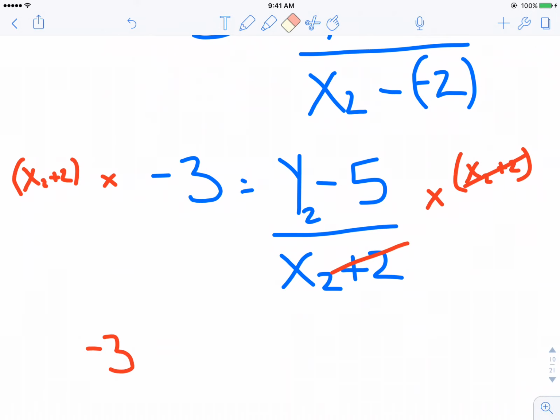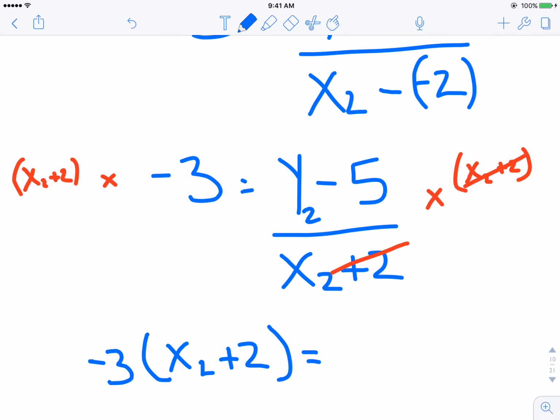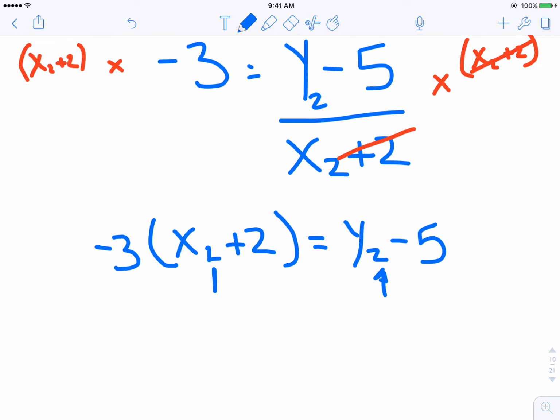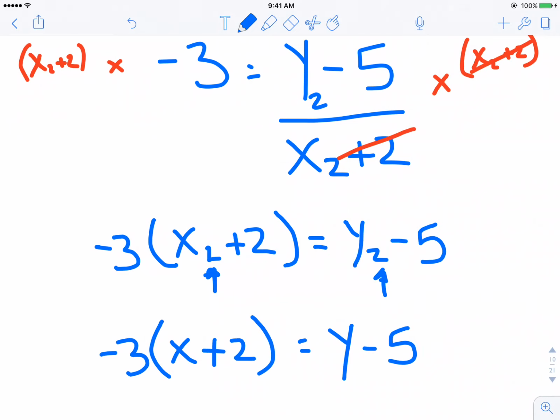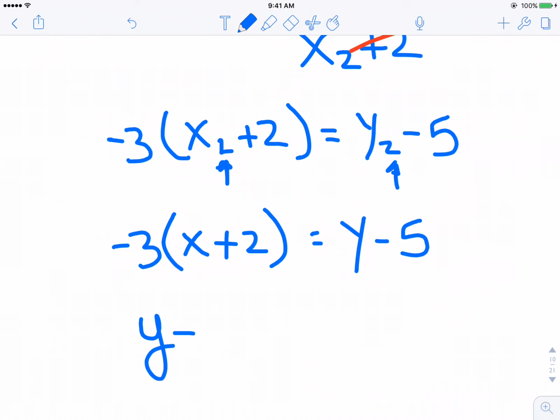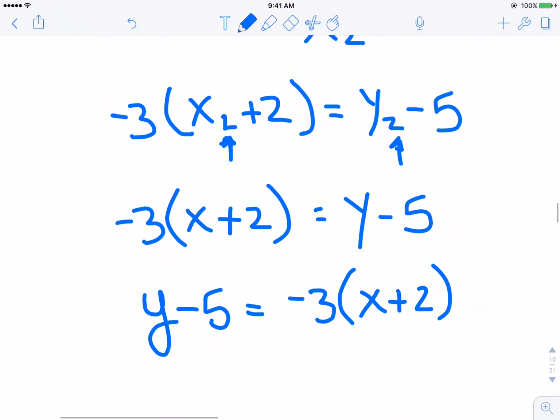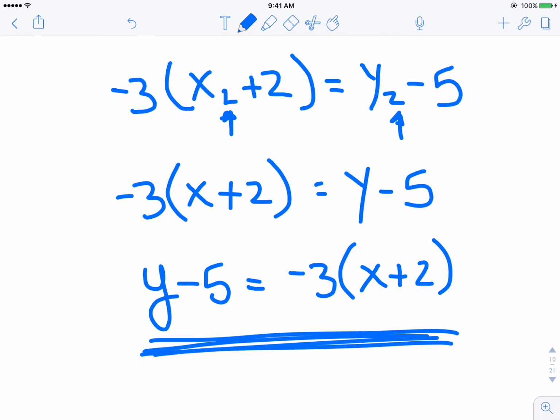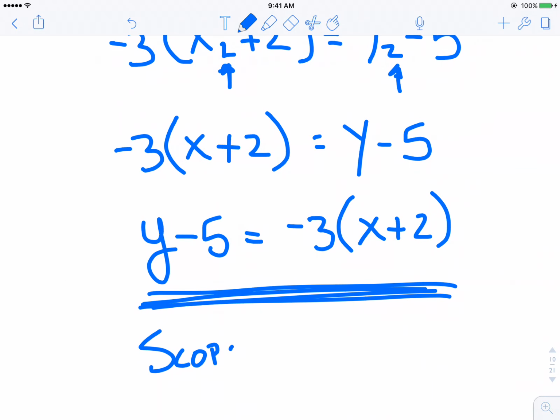This is going to simplify to negative 3 times x2 plus 2 is equal to y2 minus 5. Now, I'm going to get rid of these little subscripts too, because we don't really need them. I get negative 3 times x plus 2 equals y minus 5. And if I rearrange that so that I have y on the left-hand side of the equal sign, I get y minus 5 is equal to negative 3 bracket x plus 2. Now this is the form of the equation in slope point form.